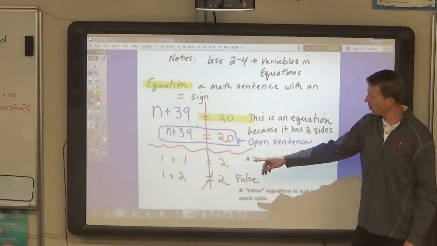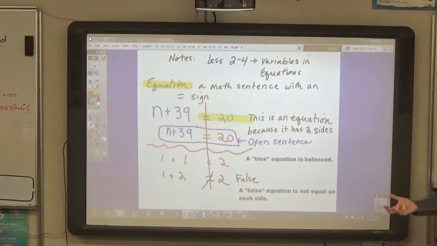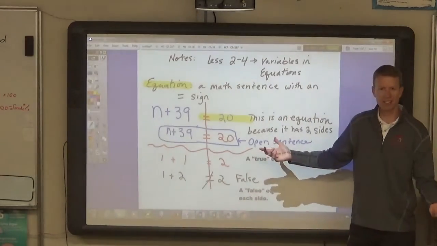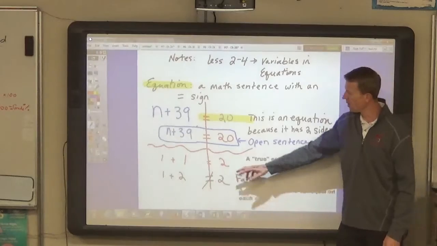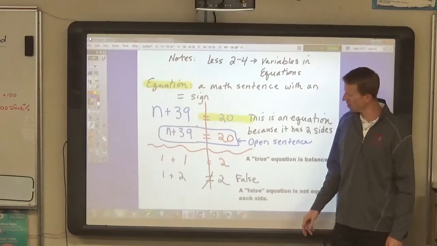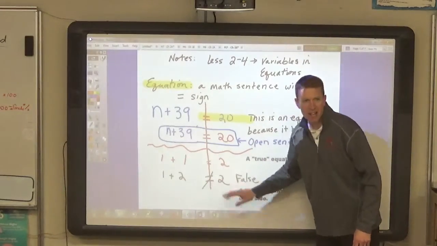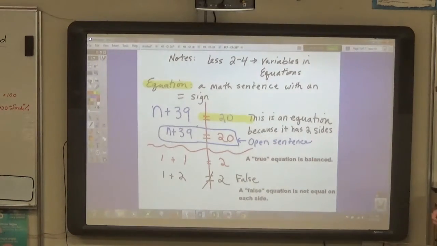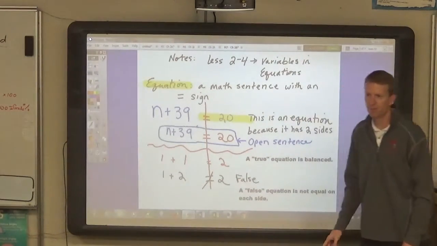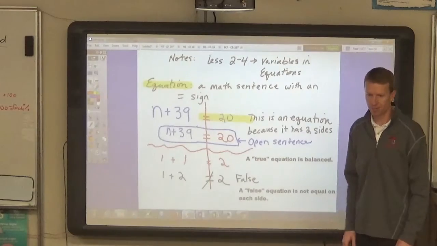Now, you can also identify either a true sentence or a false sentence, or a true equation and a false equation. Like 1 plus 1 equals 2. That's a true sentence. Okay? So, if it gave you this equation and said, is this true? You would write, yes, this is true. A false equation is an equation that is not equal on both sides. So 1 plus 2 equals 2, that's a false equation. Okay? It's not an open sentence because it doesn't have a variable.